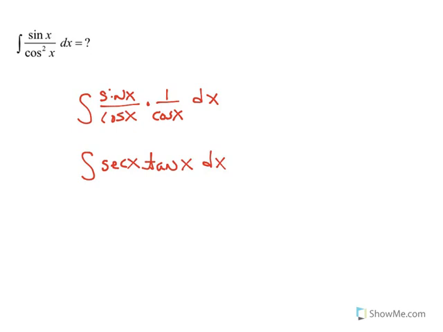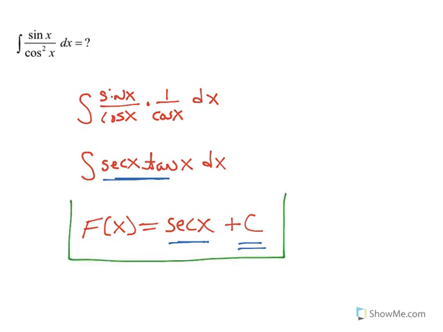What can we take the derivative of that gets us secant tangent? So the derivative of what is secant tangent? And if we know our derivatives of our 6 trig functions, we know if we take the derivative of secant, it's secant tangent. So the antiderivative of this must be secant plus c, because the derivative of secant is secant tangent, and then the derivative of that c would just be 0. So there is our antiderivative.